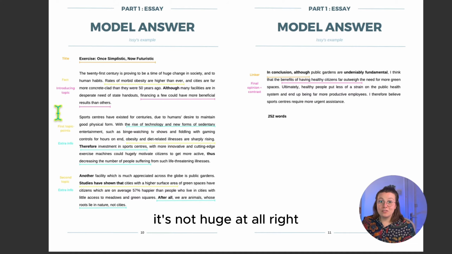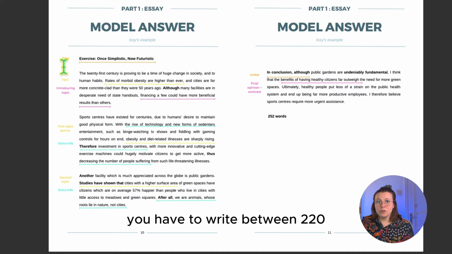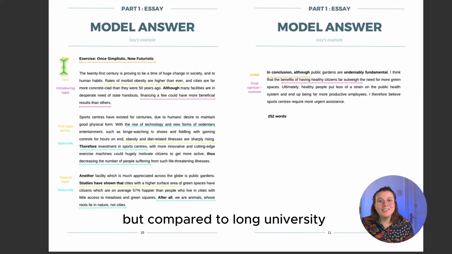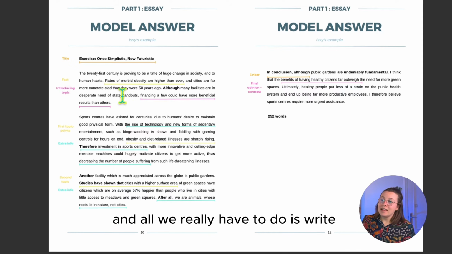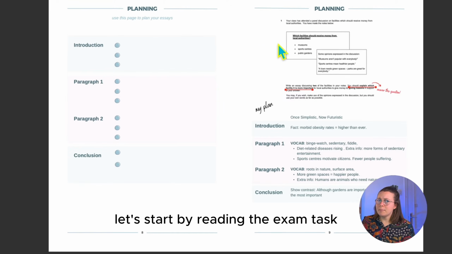Now, as you can see, it's not huge at all, right? In the C1 Advanced, you have to write between 220 and 260 words, which is not a lot. Maybe it feels like a lot, but compared to long university essays or theses, then it's actually quite a kind piece of text. And all we really have to do is write 4 paragraphs, which seems a lot less scary, right? Let's start by reading the exam task.